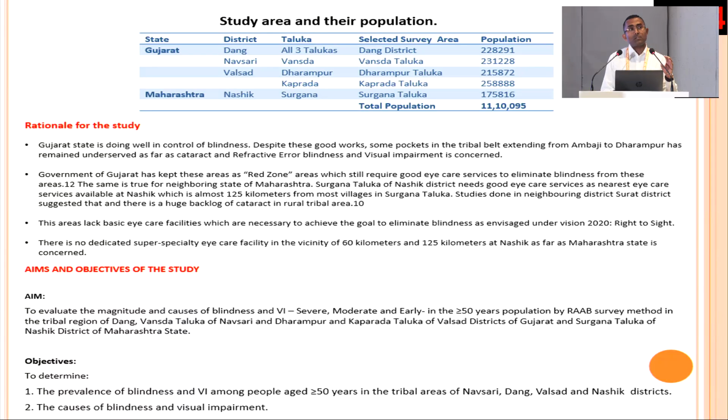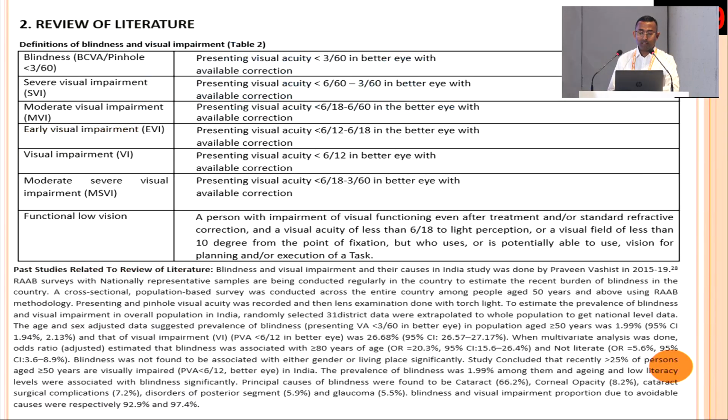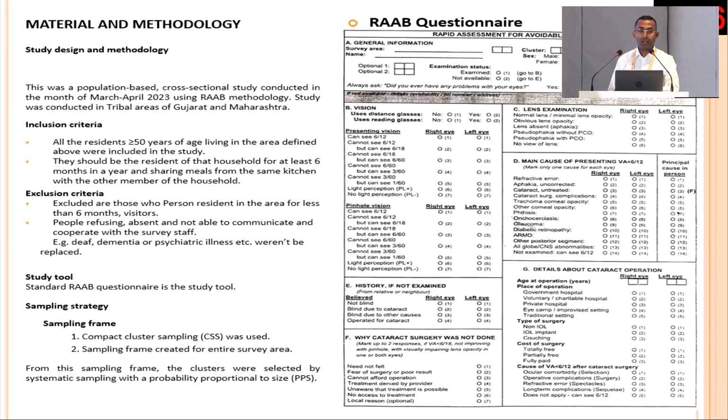The rationale was that ours was a new NGO, and we needed the magnitude of blindness as well as visual impairment. At the same time, we wanted to know what the causes of blindness in that region are, to make a good plan for the future. So our aim was to evaluate the magnitude and cause of blindness and visual impairment. Objectives were the prevalence of blindness and visual impairment among people aged 50 plus in this area, and the causes of blindness and visual impairment. This has been covered, so I am skipping it.